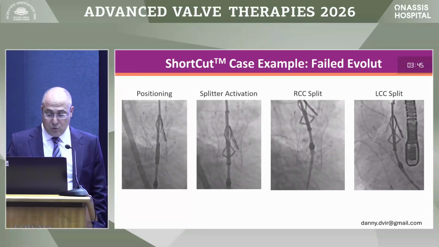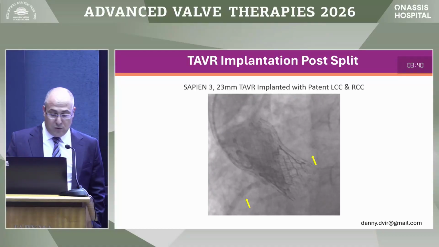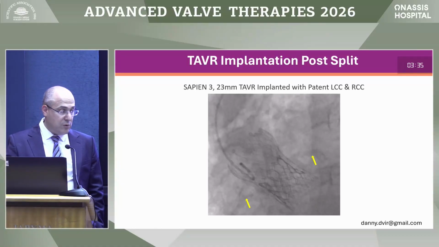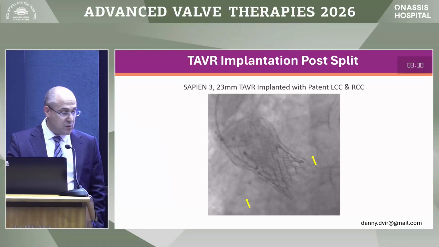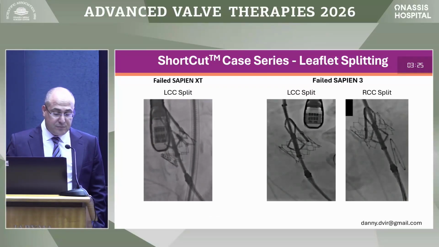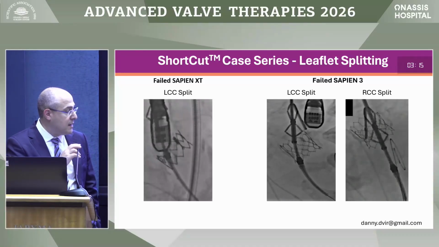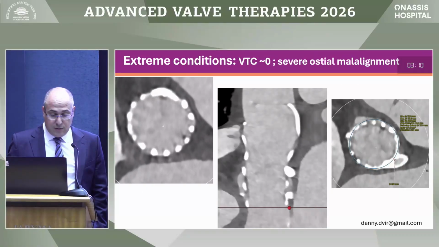You just do 2 leaflets by rotating the device, and later on you do the TAV in TAV. Fortunately, no coronary obstruction, although we know that the Evolut leaflet stands between the Sapien and the Evolut in this frame, so there is clearly high risk. Many different TAV in TAV cases with ShortCut nowadays. It's almost half, 40% of the cases performed in the United States are for TAV in TAV. ShortCut is mainly being used for TAV in TAV cases.